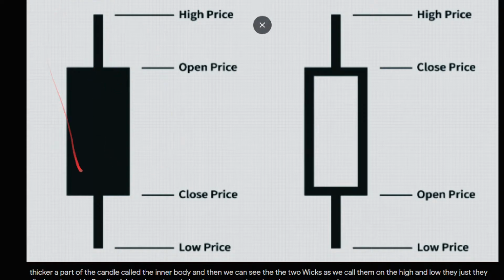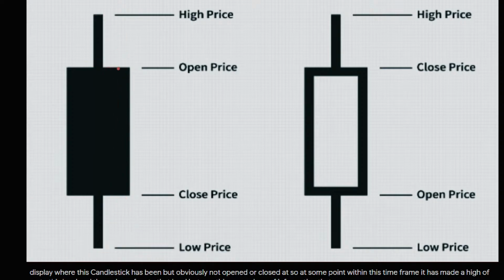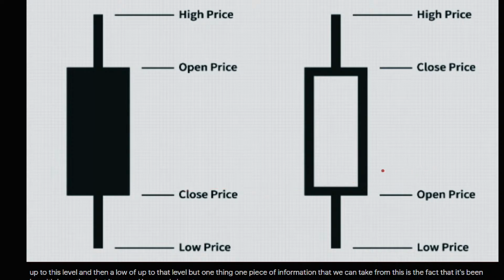So at some point within this time frame, it has made a high of up to this level and then a low of up to that level. One piece of information we can take from this is that it's been here, it's been there, but it opened here and closed here. Now on a bullish candlestick, we would open at the low of that candle. We would usually see this as a green candle, and this is a red one.